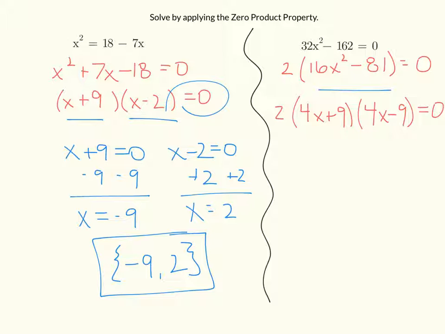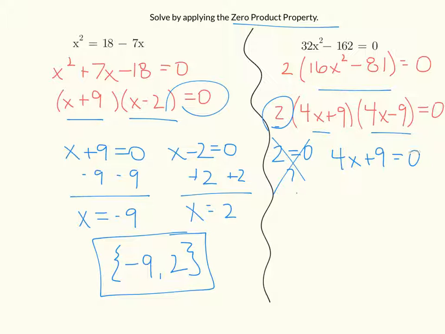Now the ZPP tells us we set each factor to 0, but when we take 2 and set it equal to 0, we have really nowhere to go. That's actually a contradiction, so that one doesn't really matter. It's not going to give us a solution. Instead, we're just going to take 4x plus 9 and set it equal to 0, and we're going to take 4x minus 9 and set it equal to 0.